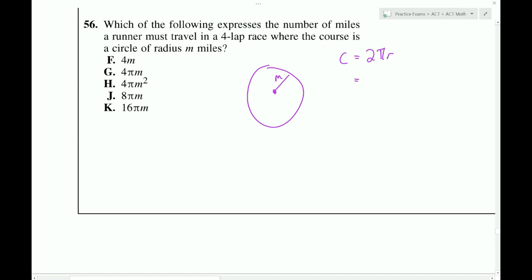So, and of course, we could substitute m in for the radius. So 2 pi m is the measurement for the circumference of this circle. And if we're going 4 laps around, then we have to do the circumference 4 times. So we do 4 times that circumference, and that will give us 8 pi m, which is choice J.